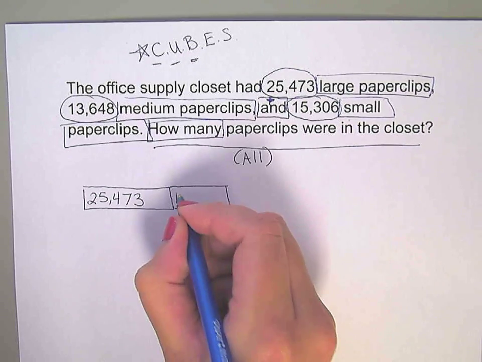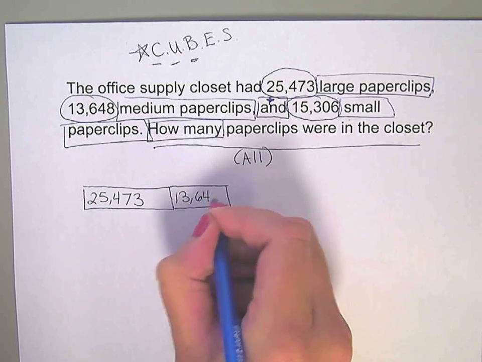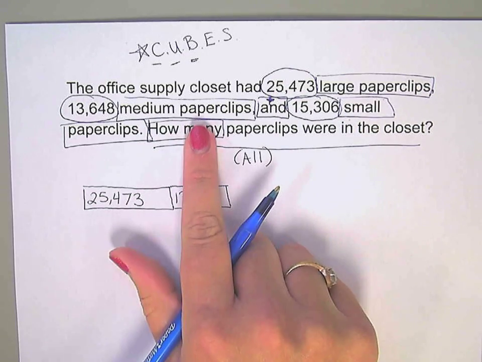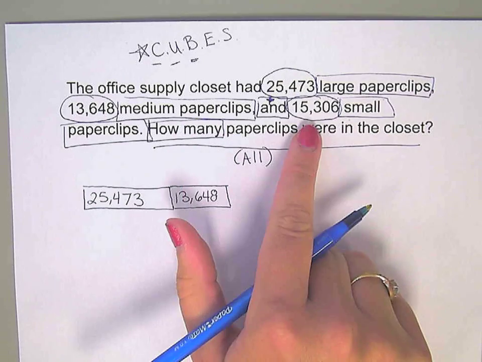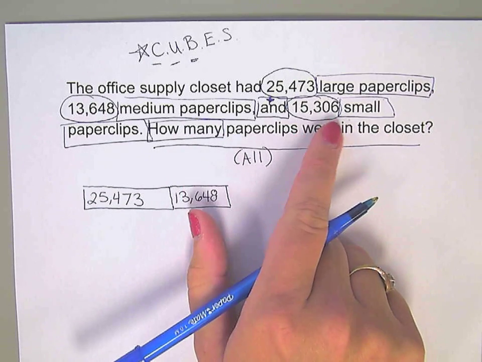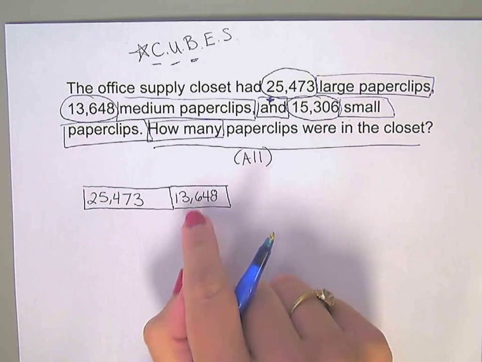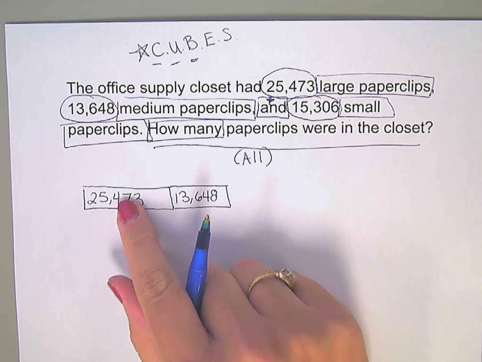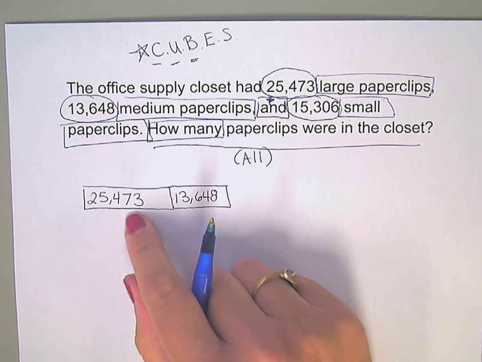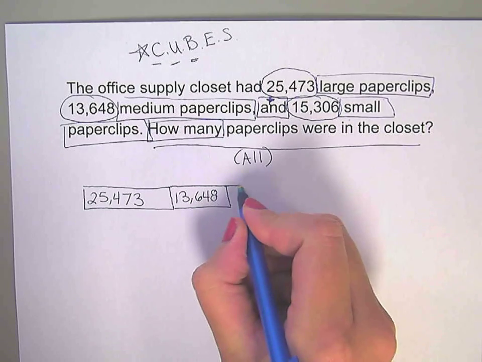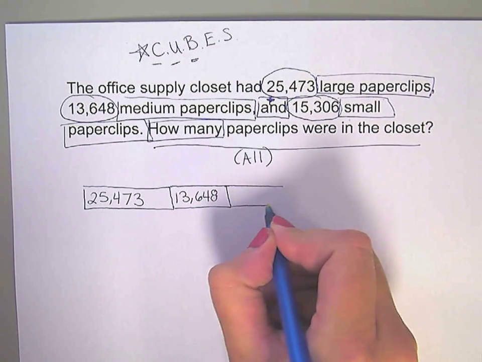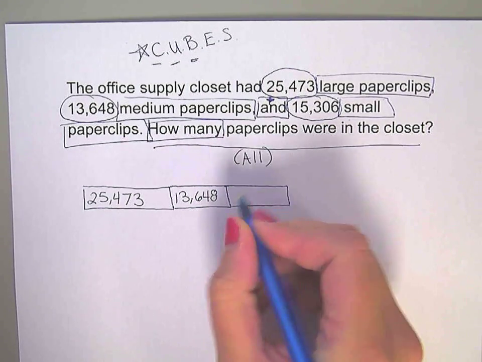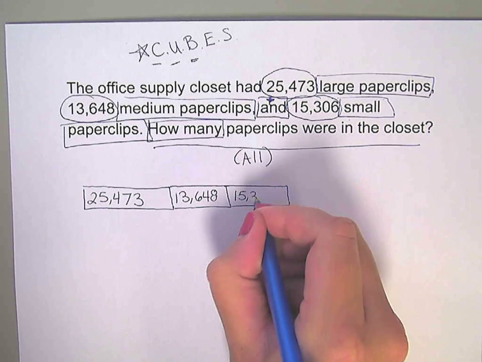And I'm going to put my number right inside. Now I have one more part to consider right here. 15,306. It's kind of in the middle. It's a little bit bigger than my 13,000 and a little bit smaller than my 25,000. So I'm going to make it an in-between size, and put my number right inside.